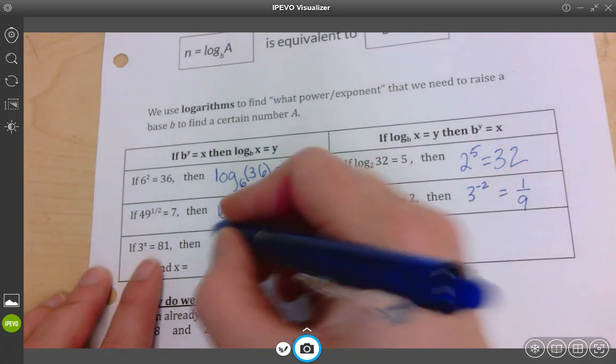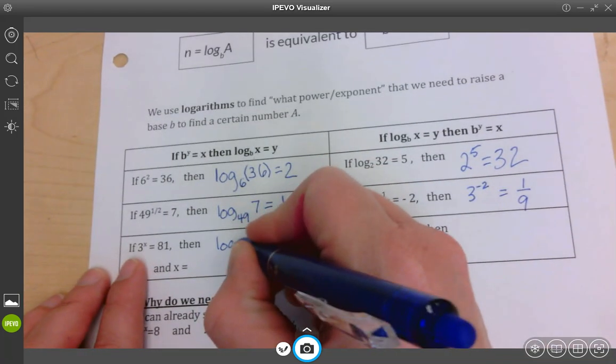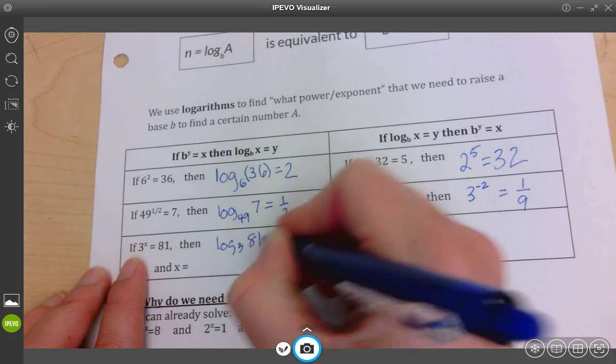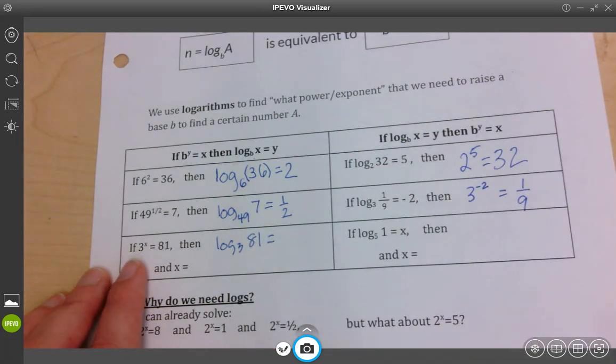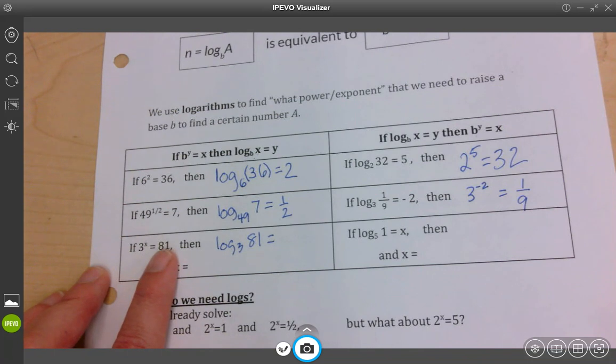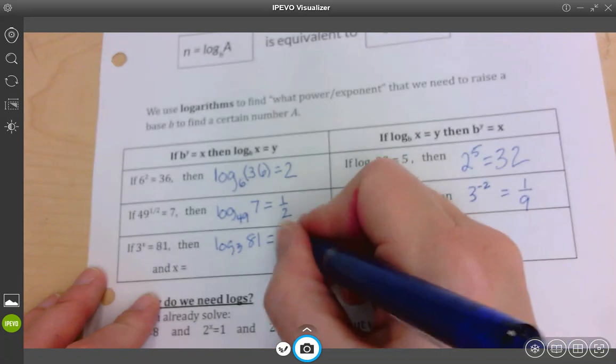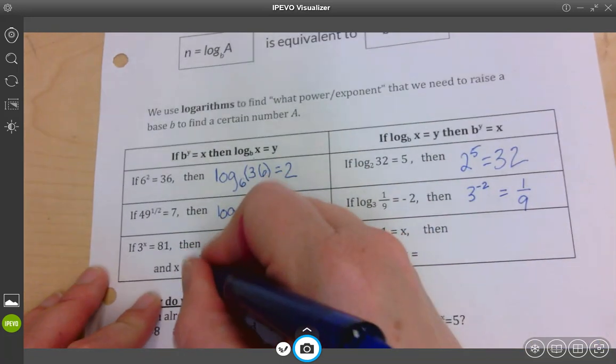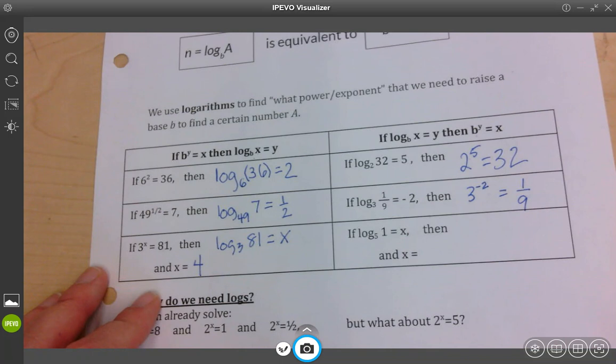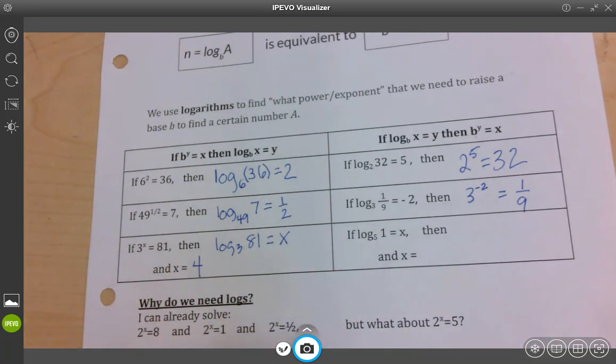All right, over here, we did log base 3 of 81 equals x. And so what we're trying to answer is 3 to what exponent gives me 81? What'd you guys get? 4, good. So here I'm going to put x equals 4. And then my eyesight, okay.